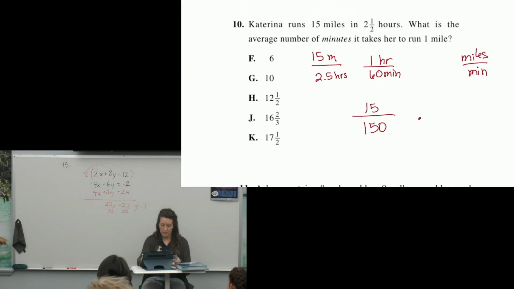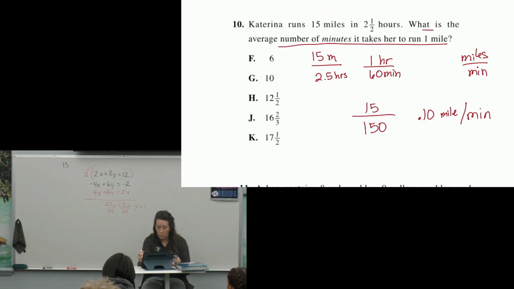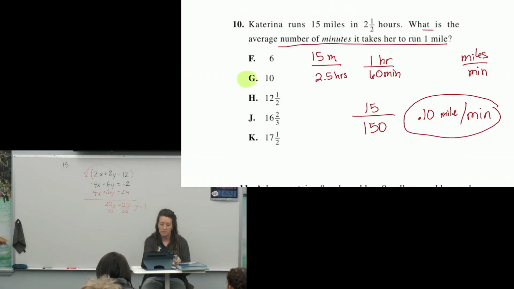Which is the 10th, right? 1/10 of a mile per minute. Is that what they're asking us? Let's find out. What is the average number of minutes it takes her to run 1 mile? Okay, so if she's got 1/10, so she would need 10 minutes, right? Does that make sense? Every minute is 1/10 of a mile, so then to get to a full mile would be 10. Is that what you got, Jane? Yes.